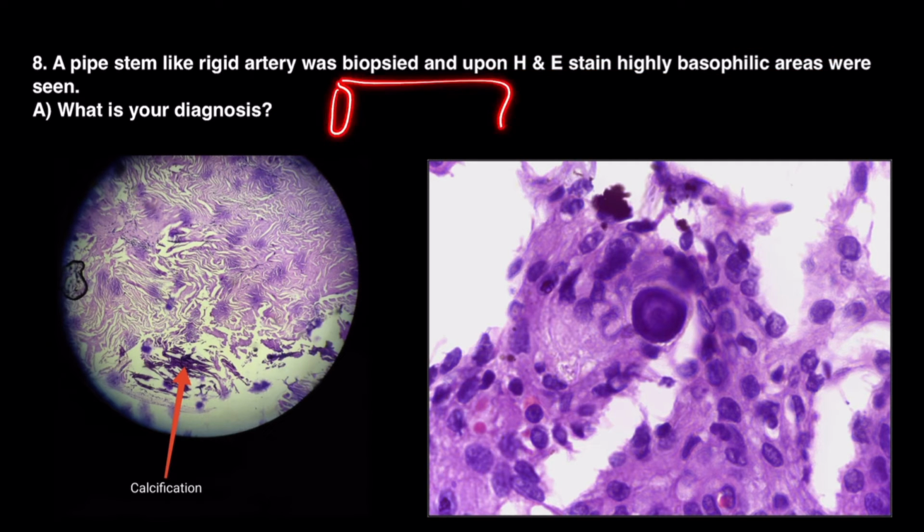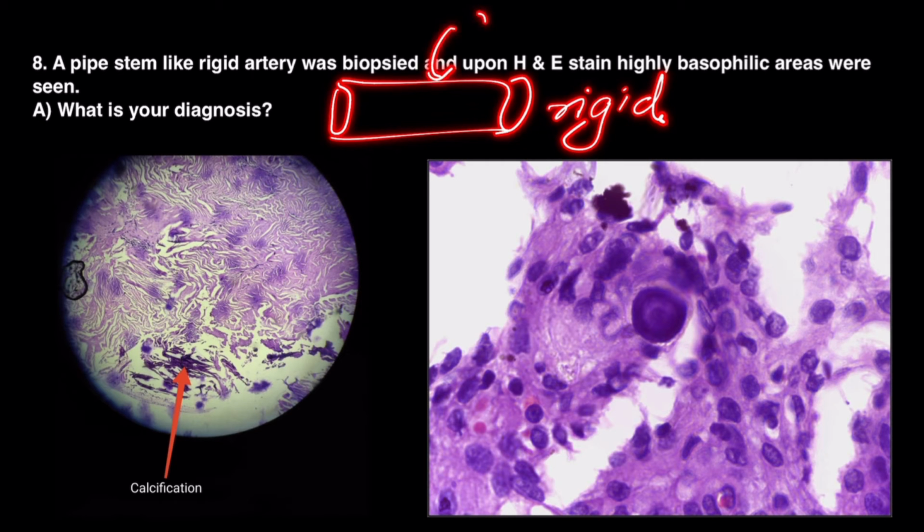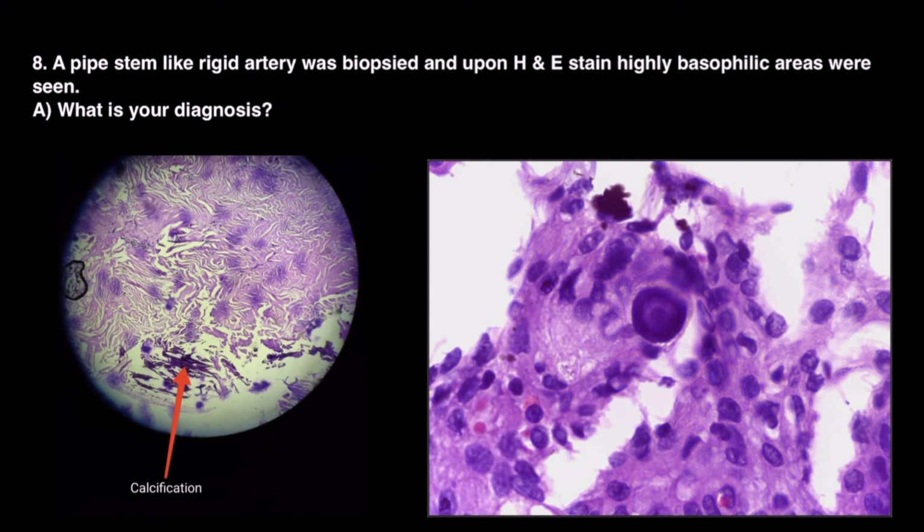So there's your artery, and this artery is quite rigid. One possibility for it being rigid is the deposition of calcium in the wall of the artery. It will make the artery as rigid as a pipe stem. But then let's verify that with the help of a microscopy.